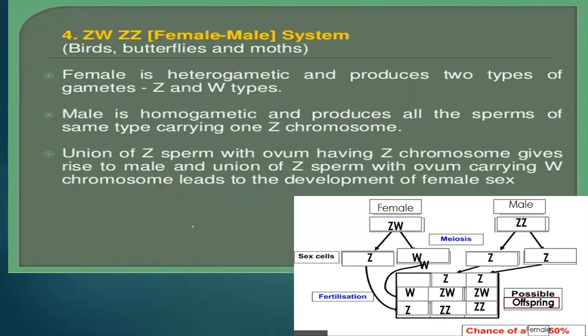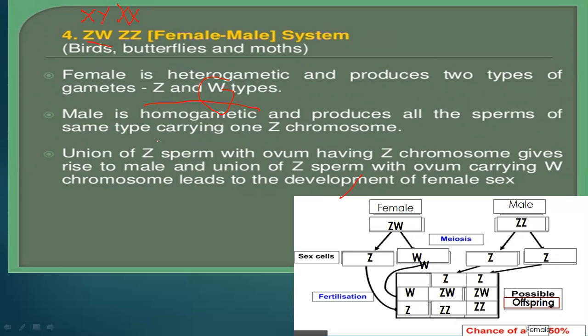Next pattern, we will just see the ZW and ZZ pattern. Here also, again, female is heterogametic. It is producing two types of gametes, Z and W. So half of the gametes will have Z and half of the gametes will have W chromosomes. That is a reverse of the XY and XX chromosome pattern, and we can also write it as ZW and ZZ.